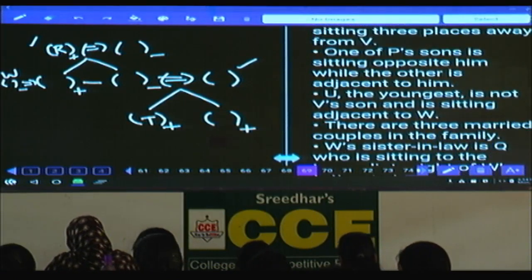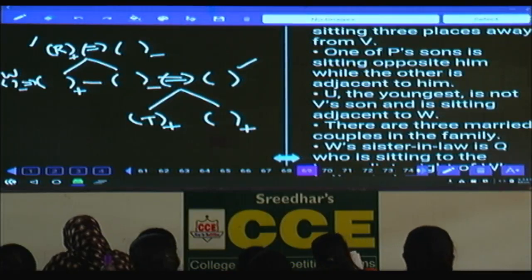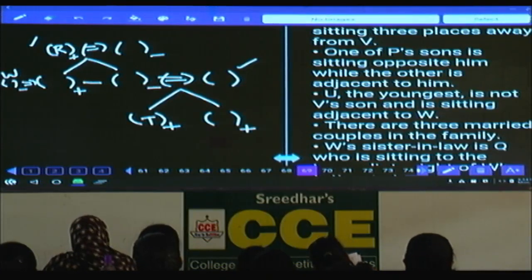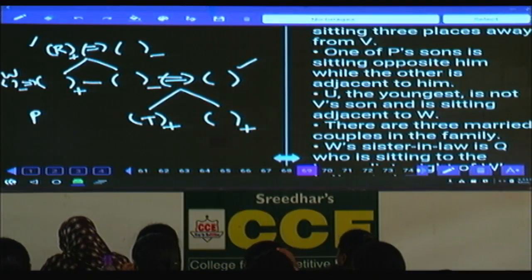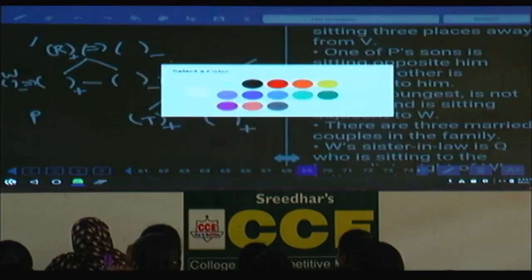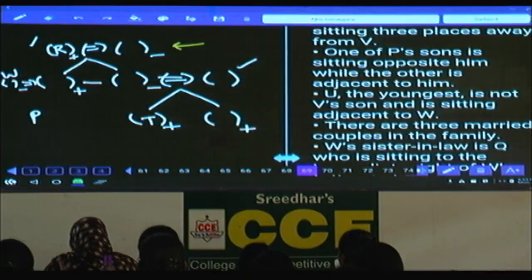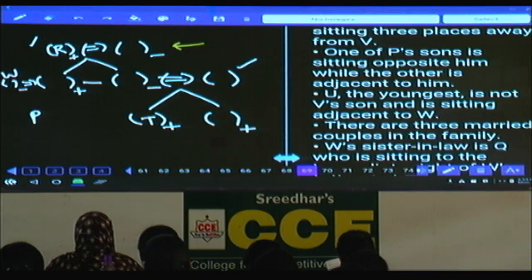One of P's sons is sitting opposite to him while the other is seated adjacent to him. Now this one of P's sons is sitting opposite him. Then tell me what is the gender of this P? Where should this P be? Can P be in the first generation? No. Why? Because P is a male. As already R is a male, P cannot be there in the first family.